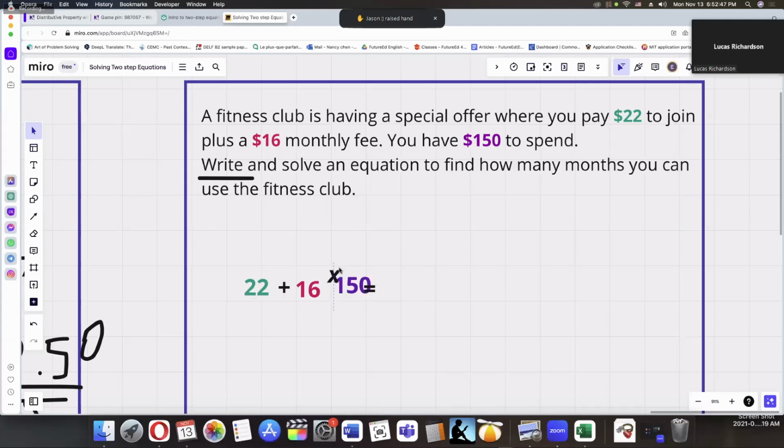If you have $150 to spend, and it's a monthly $16 fee. Can I help? Would you want help, Jason? Yes, please. Basically, if you pay 22 to join first, you should do 150 minus 22 first. So Jason, I want to write an equation here first. I'm pretty sure Garrus already had a pretty sick method to solve this, and you probably know how to solve it too, but I just want this equation written first. Oh, we have to make an equation? Yes, we have to write the equation first.